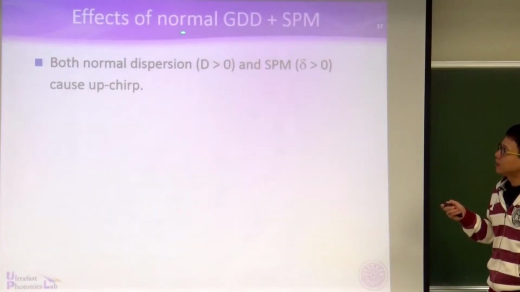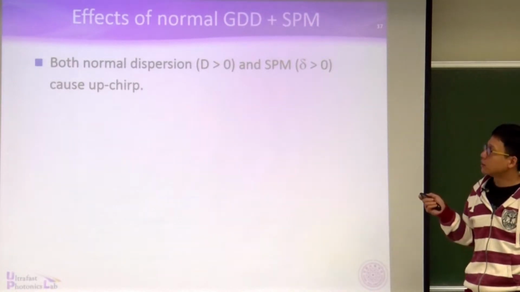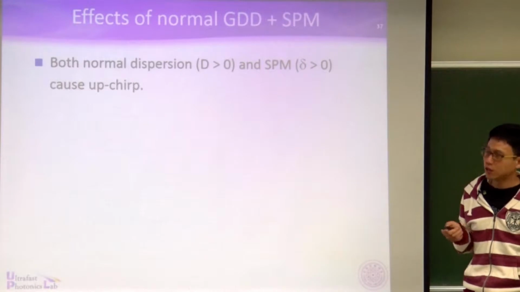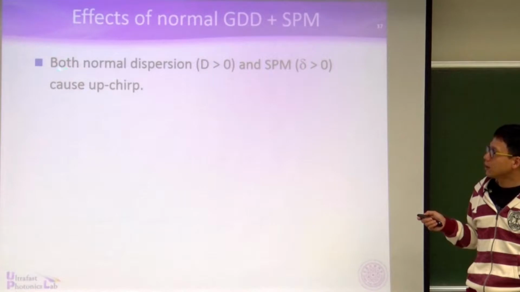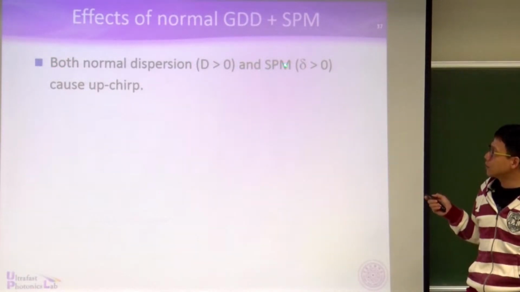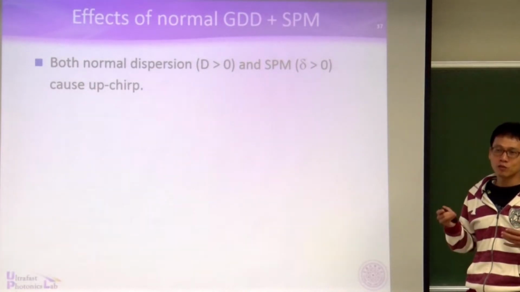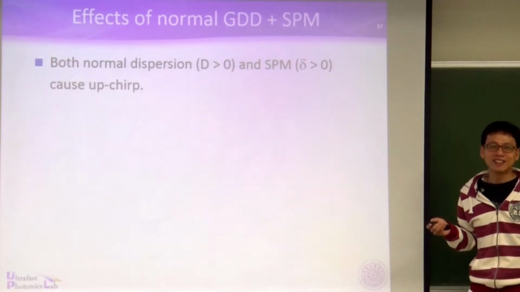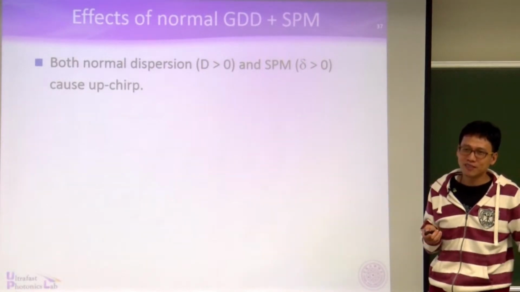Now, what happens when we turn on both knobs simultaneously? Okay, we have GDD, we have SPM simultaneously, but the sign of GDD is very important. Here we start with normal GDD. Okay, and qualitatively, both normal dispersion and the self phase modulation cause upchirp. So they are actually sort of enhanced with each other, giving you strong, very strong upchirp. Okay.